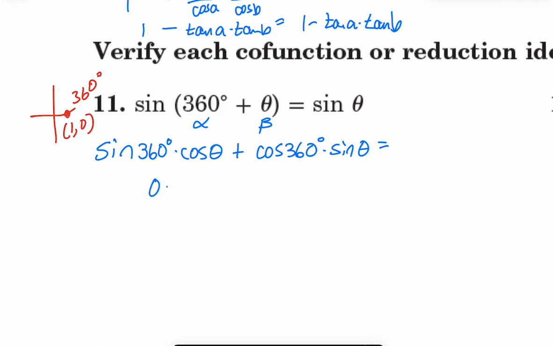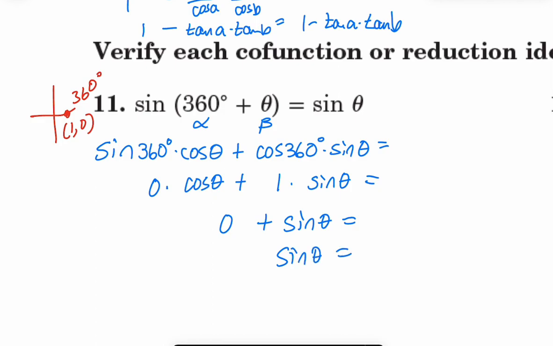Cosine is 0. Sine is not 0. Wait. The sine is 0, yeah. The cosine is 1, so this is 0 plus the sine. Our final answer is the sine of theta.